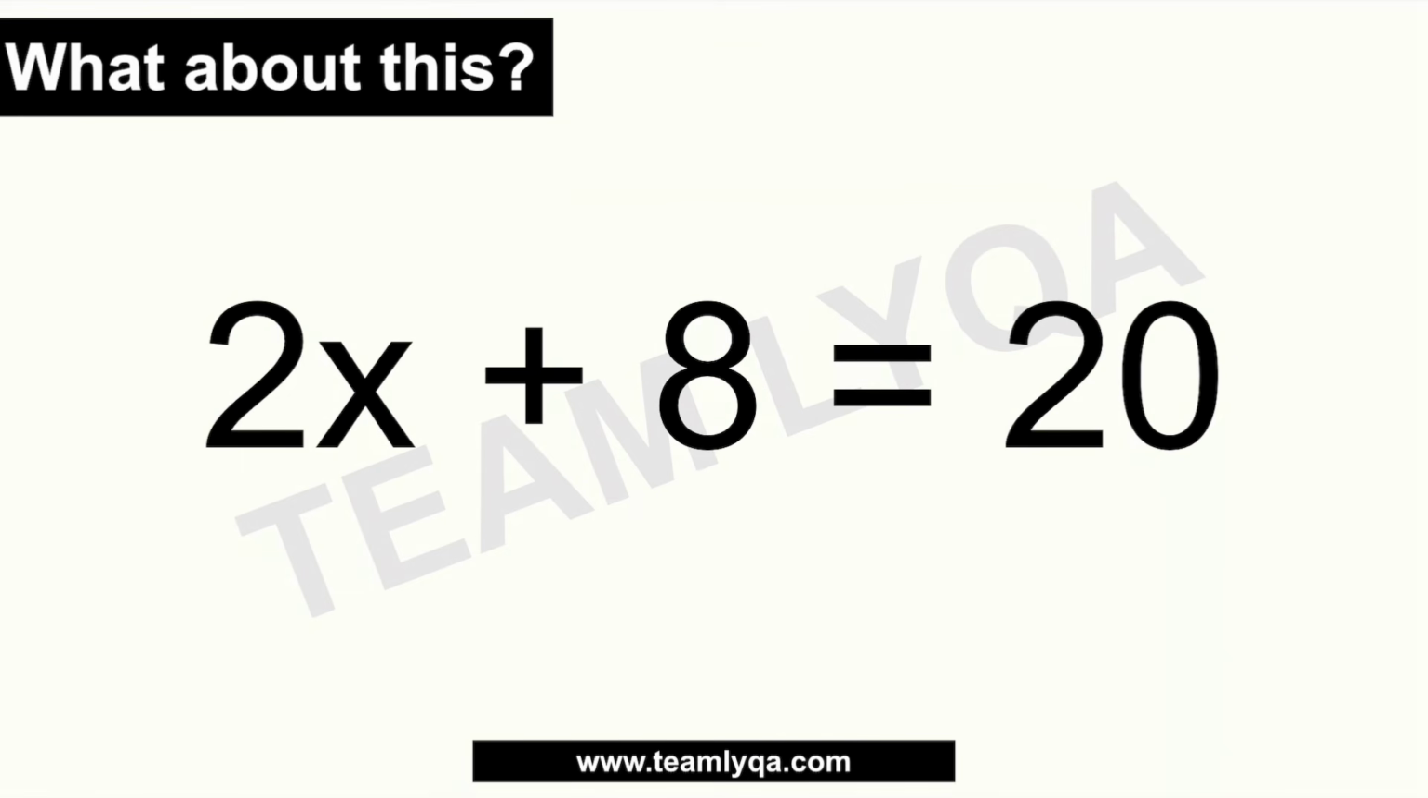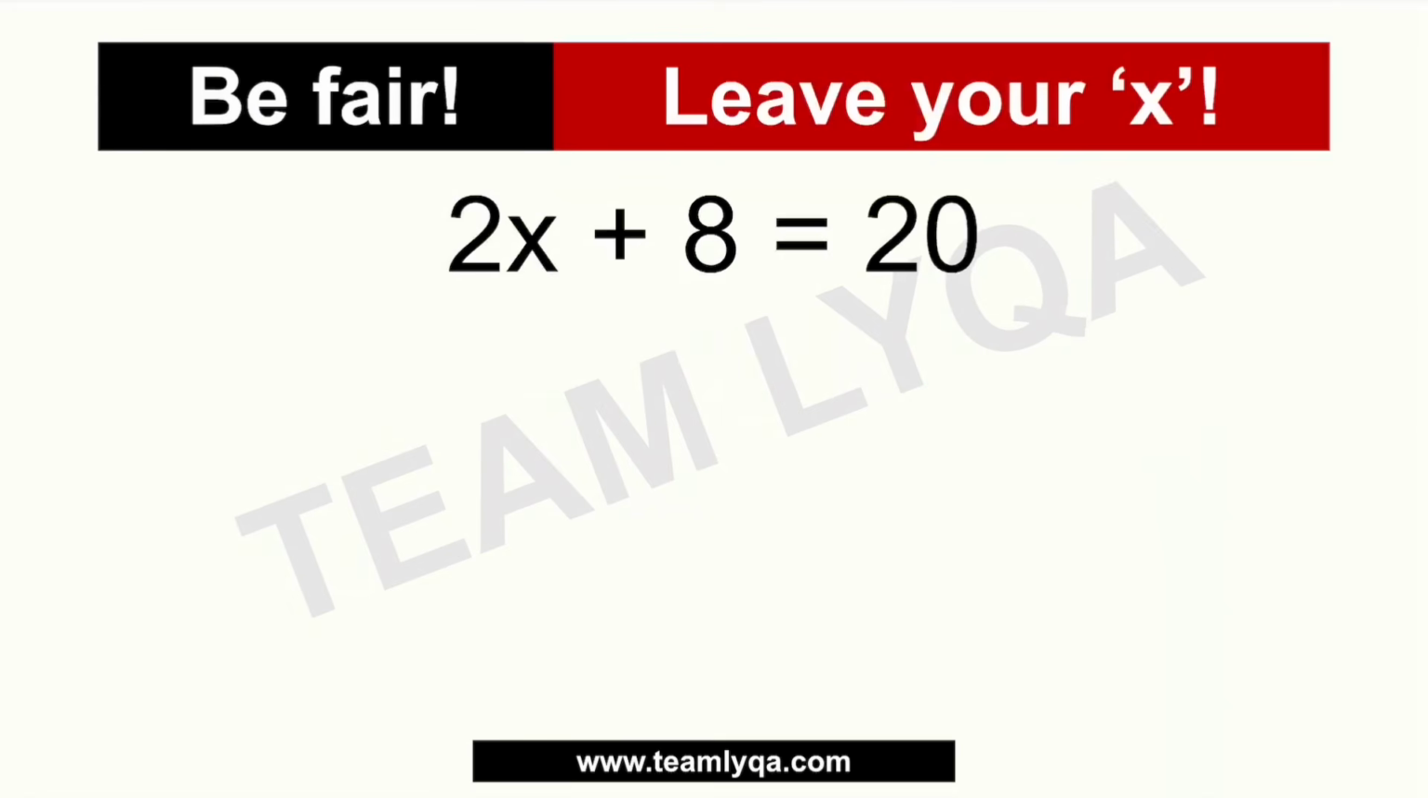Now, let's take this example. Sabi 2x plus 8 is equal to 20. Anong kailangan natin gawin? Now, again, same din as last week's discussion, we have to be fair. Ibig sabihin, whatever we do sa left side, gagawin din natin sa right side. And we have to leave your X. Okay? Leave X sa isang side.